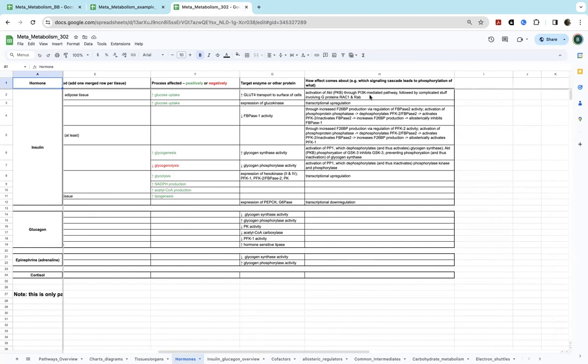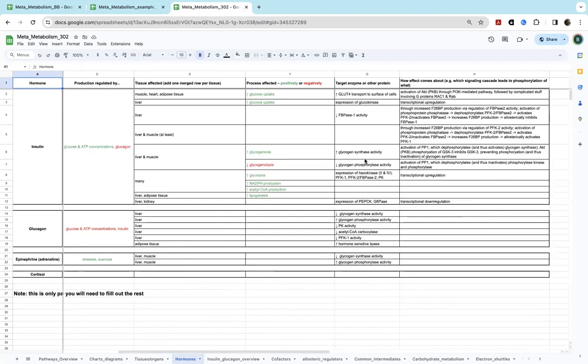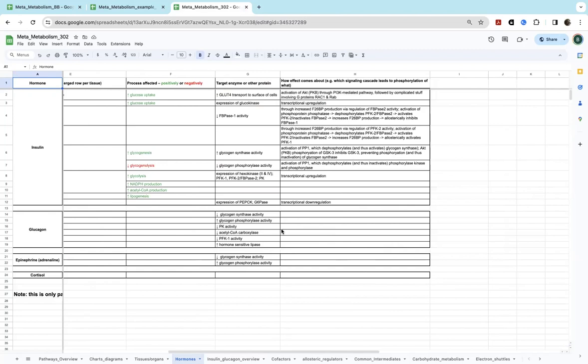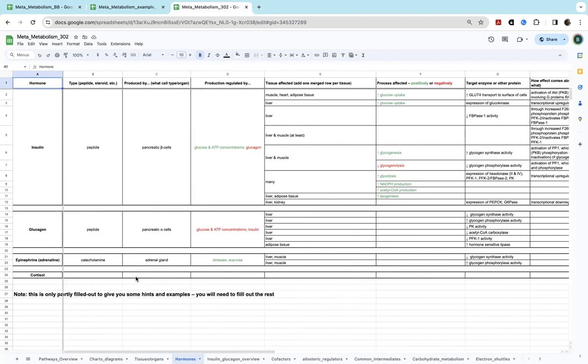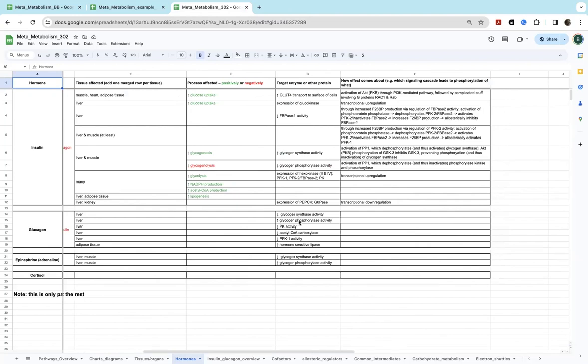Well, you have the activation of AKT, which is the same as PKB, remember, through that PI3K pathway, followed by complicated stuff involving G proteins, RAC1 and RAB, which I don't make my students know about. Because the hormone tab was a little more complicated, I gave my students more of the information, but this is only partway filled out. So you fill out the rest, and this will help you learn.